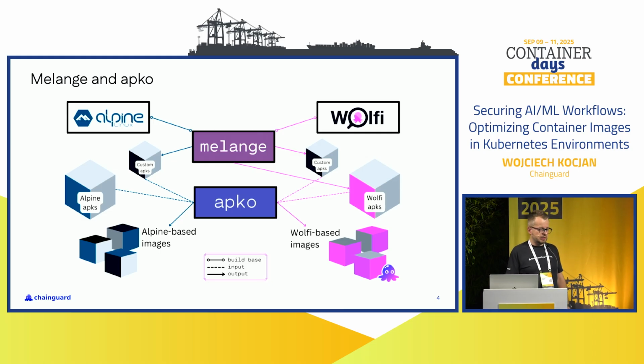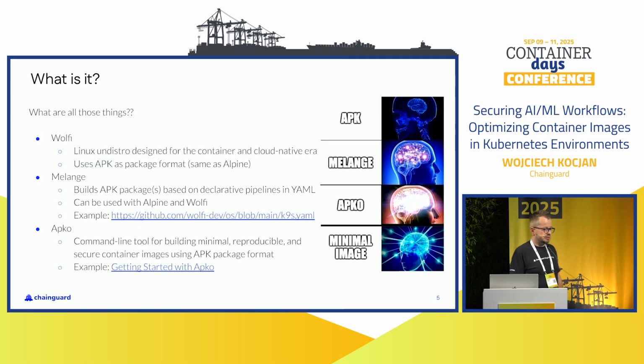We use APK as the package format. I'll explain the differences in a bit. But the idea is that we use our own open source tool called Melange to package all the things. Then we use AppCo to build images from that, with the idea that when we build images, we just basically merge multiple packages into one or more OCI image layers.